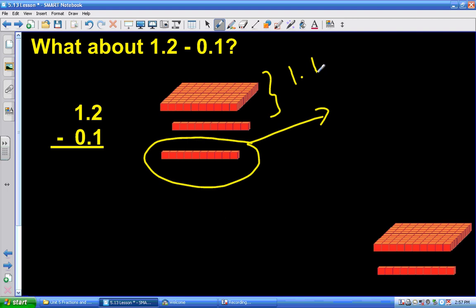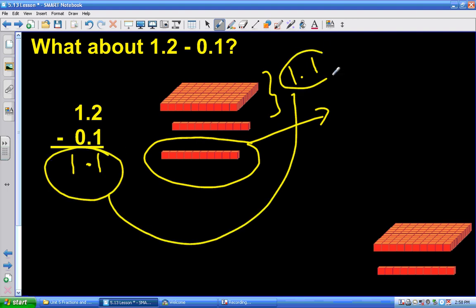Yes. All right, now over here when I'm doing this vertically, I line up my decimals, I put my decimal down, and now I take 2 minus 1 is 1, and what's 1 subtract 0 give you? 1. So is my answer here the same as my answer here? Yeah. So using the rods is one way, using symbolic or the vertical numbers is the other way.